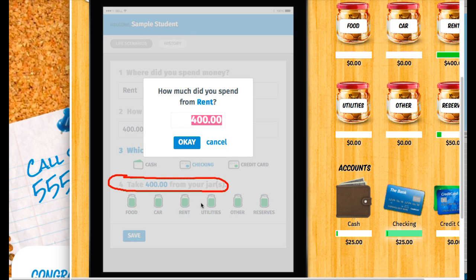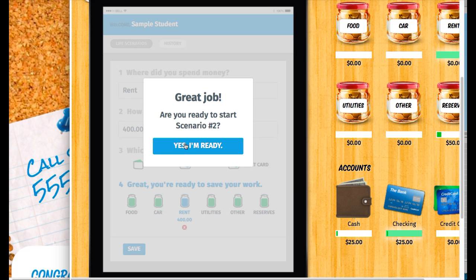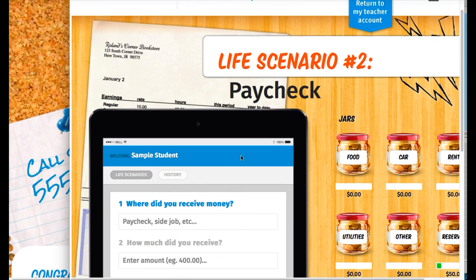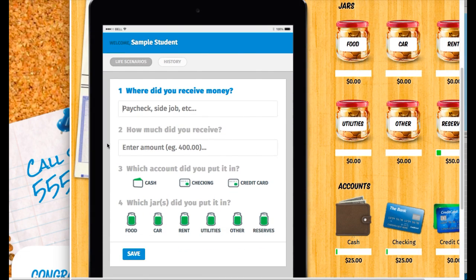Now, here's what's going to happen. There will be a time, and we'll see it on number 2, where there are a couple different bills you're going to pay at once. And that's where this comes in. Read what it says. How much did you spend from rent? $400. So it says rent 400, save. Are you ready to go on to 2? Yes, I'm ready. Okay. So let's take a look at the next scenario.